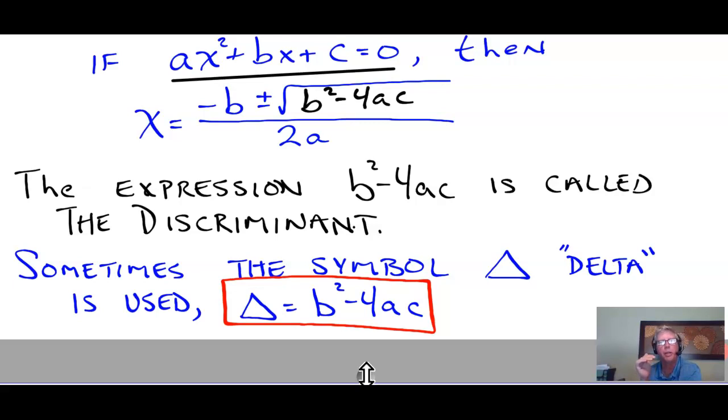I sure hope some of you take physics, calculus, and so forth. Delta takes on different meanings in different classes. In physics, delta is like a small change. In calculus, it certainly represents a small change. And in math, it represents the discriminant, an expression of putting these numbers together, and it gives you this value. All right, no big deal.